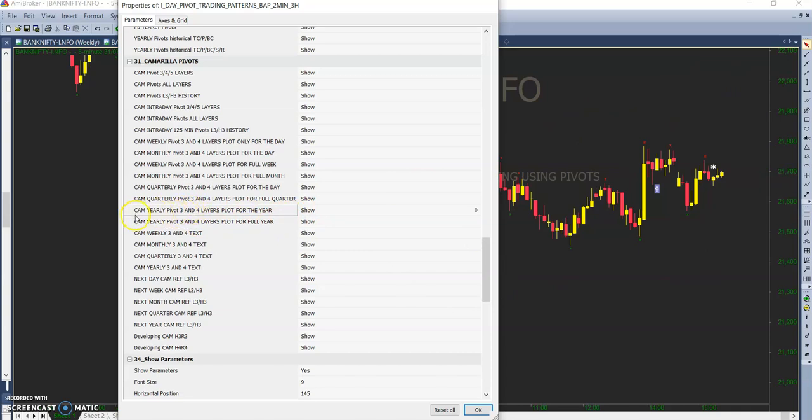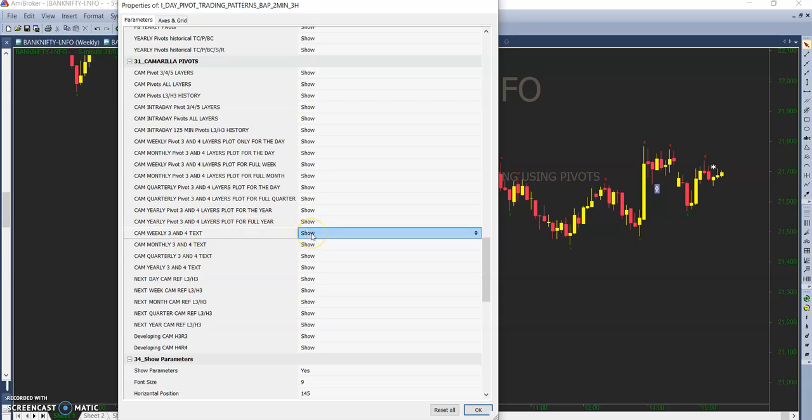The next two items pertain to yearly camera pivots, which I have already mentioned. In an intraday chart it's not possible to plot yearly camera pivots, or for that matter yearly pivots of any form, because of the data constraints.